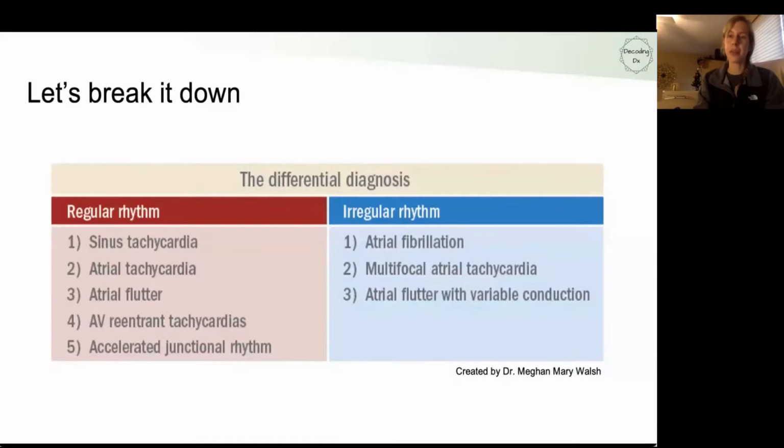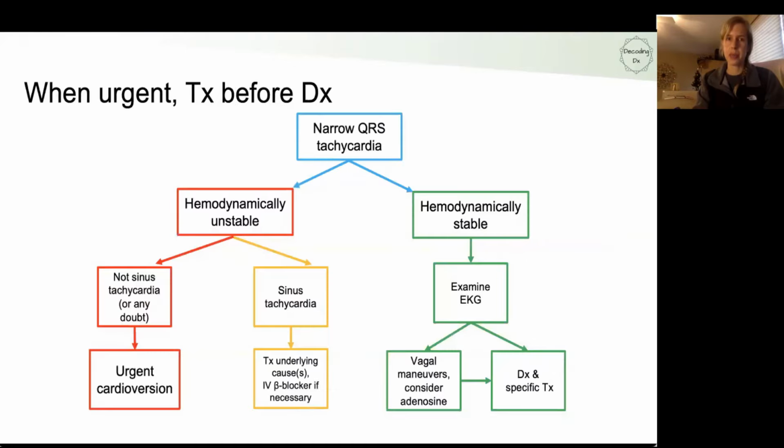Again, we're breaking it down. The big branch that you need to figure out when you have a narrow complex tachycardia is, is this regular or irregular? And each of those then has its branching differential diagnoses. And again, quick run through of some things we talked about last time. If your patient is hemodynamically unstable, you need to figure out if it's sinus or not. If it's not, cardiovert them. If it is, treat whatever's going on.